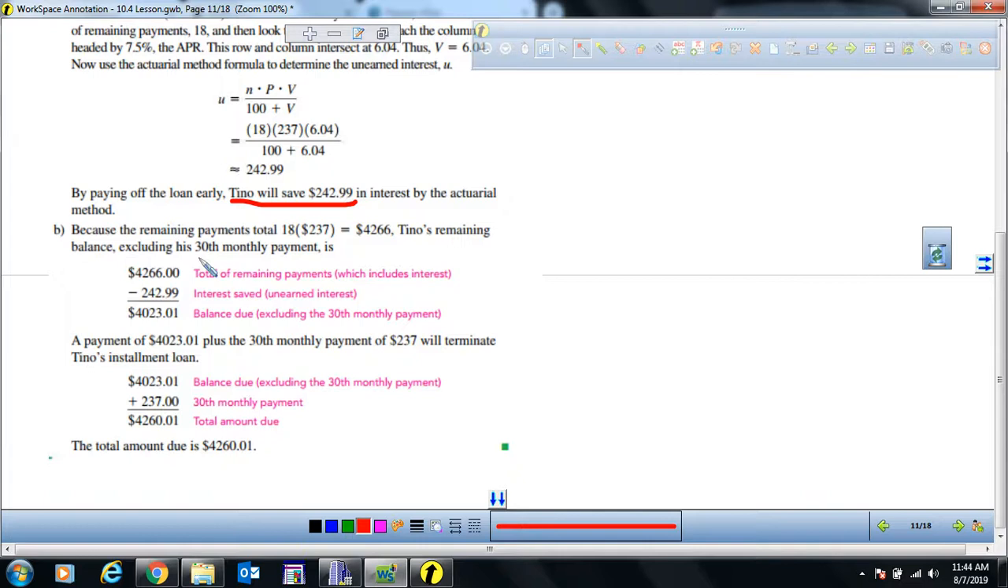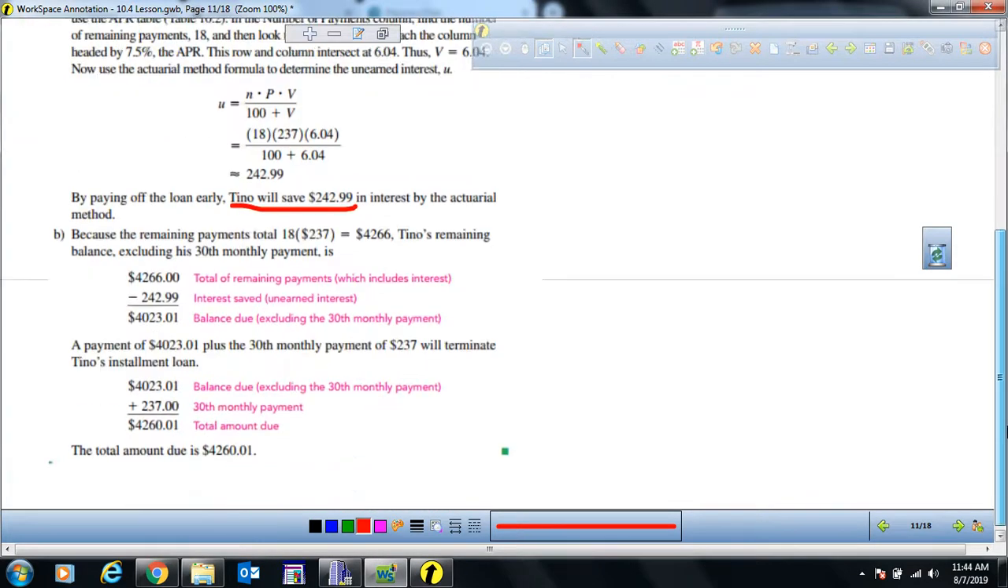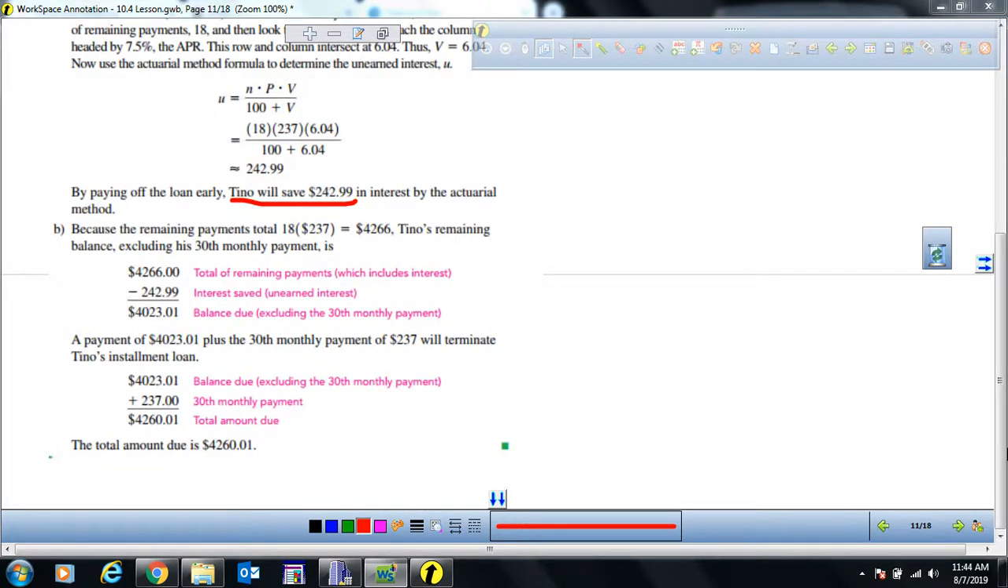So the total amount of money that you calculate by 18 remaining payments times $237, minus the interest saved, the unearned interest that we found in letter A, which was 242 with 99 cents. Right? That was here. Because that's what he's saving if he's going to pay earlier. And so the balance due is going to be $4,023 with 1 cent, excluding the 30th monthly payment.